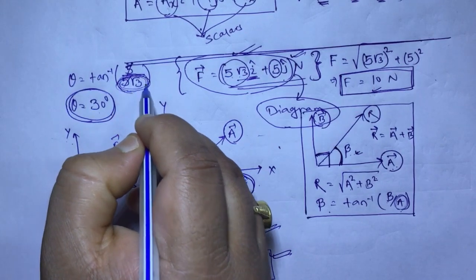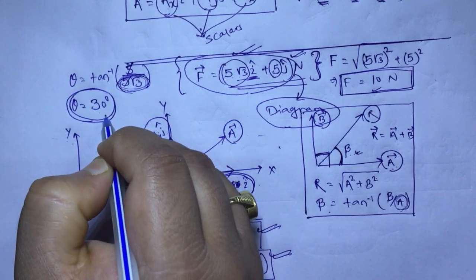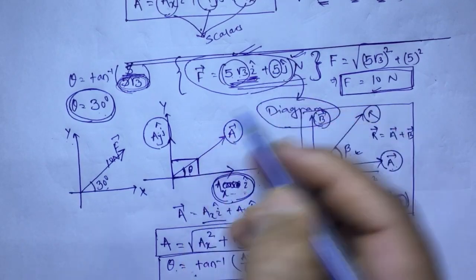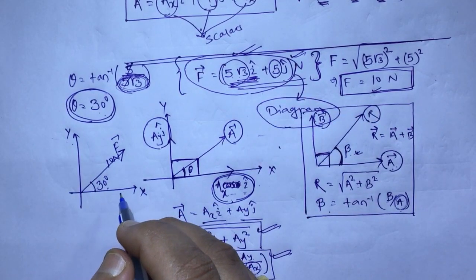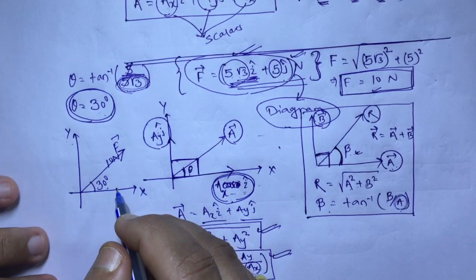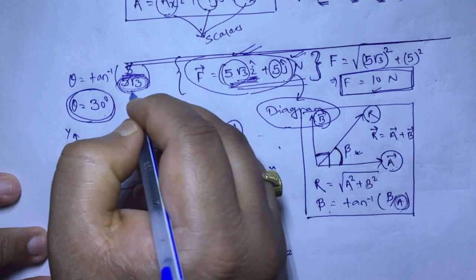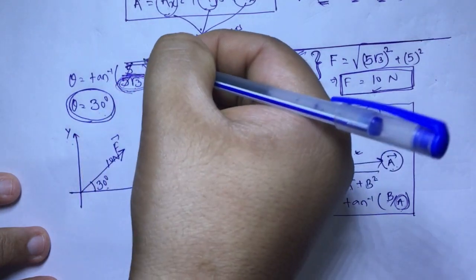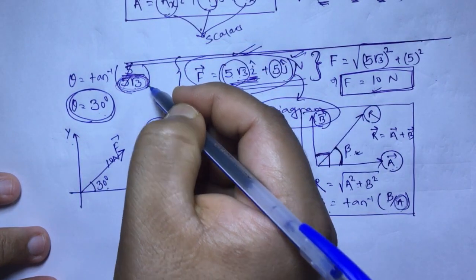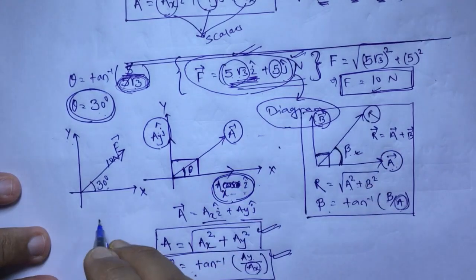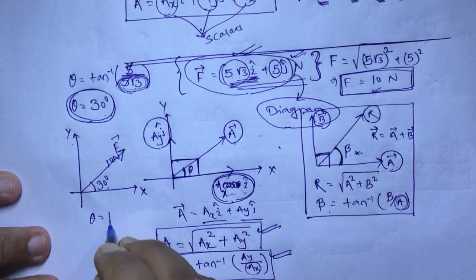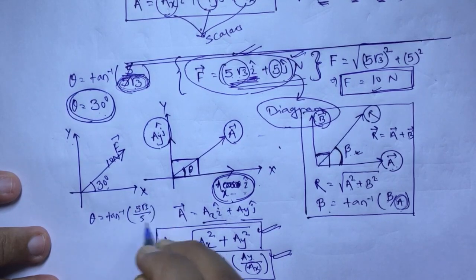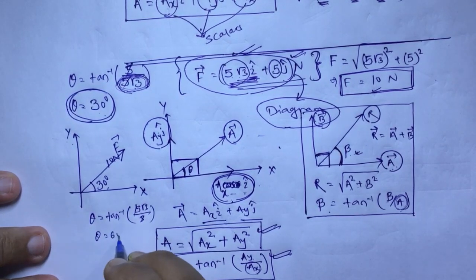Similarly here, what is the denominator? 5 root 3. So this theta is with the 5 root 3 direction, or the I cap direction, meaning with the x axis. If you want to find the angle with the y axis, then you do not take tan inverse of 5 by root 3, rather you do tan inverse of 5 root 3 by 5. Then you will get 60 degree. If I do theta equal to tan inverse of 5 root 3 by 5, then theta equals 60 degree.